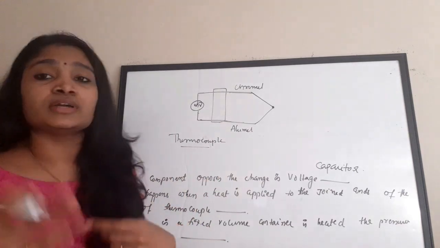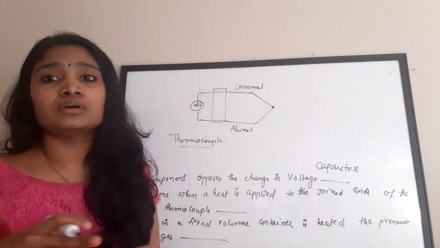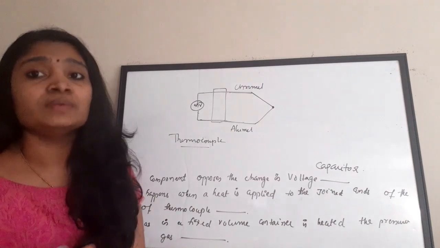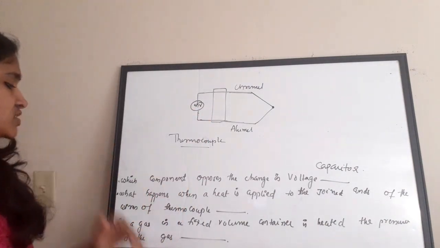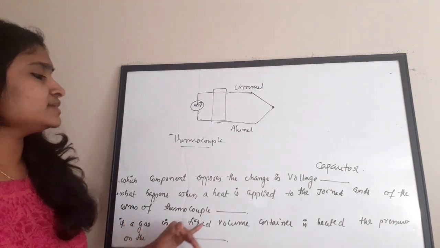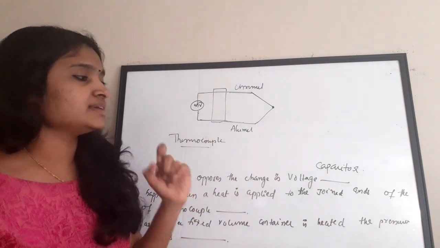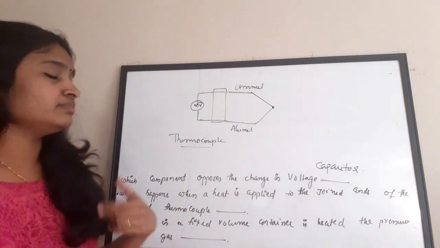The answer is from the options. It is very easy to figure out from the options also. The options were not really confusing. The answer is a small voltage is generated. Next question. If a gas in a fixed volume container is heated, the pressure of the gas will dash.